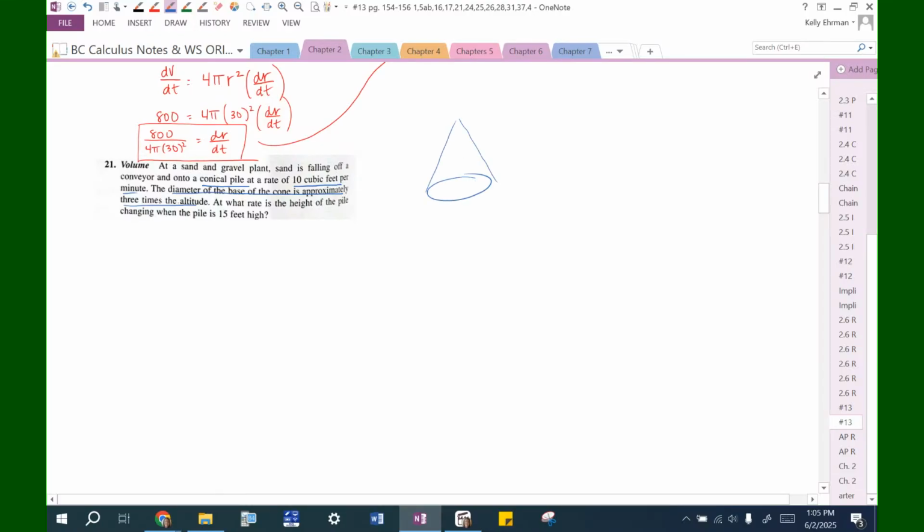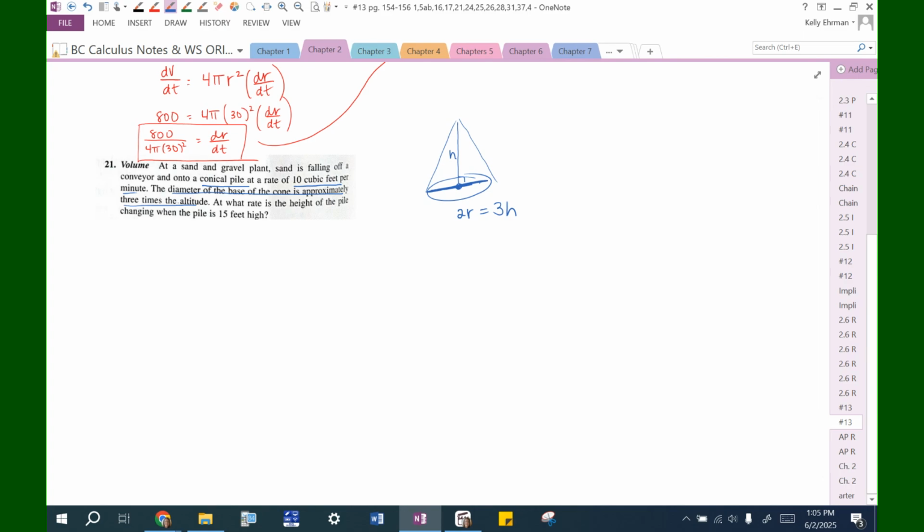Here's my cone. The diameter, I'm going to make that 2r, is equal to 3 times the altitude, but I'm going to call that height. I just want to establish that. The reason I'm making it 2r is because volume of a cone is based on r, so I don't want to have d in there. All right. And what does it say?